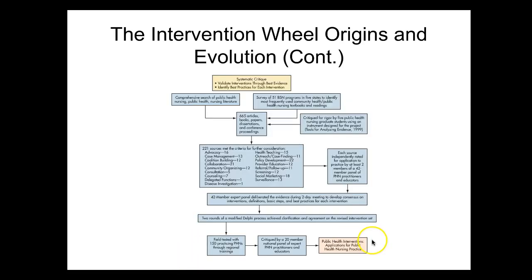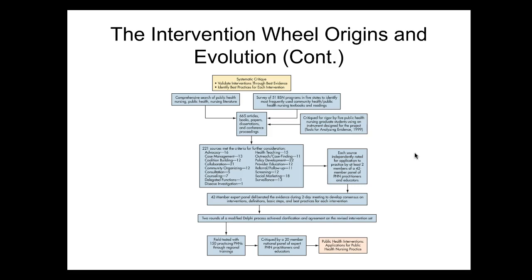All right, the intervention wheel origin. So they did a systematic critique to validate interventions through best evidence. Anytime you're going to look for an intervention to apply to your practice or to some sort of problem, you should always do a systematic critique of what's out there, okay? So if you're ever asked to do a project, like pick out a problem within your practice and come up with a solution, this is what they're talking about, okay?